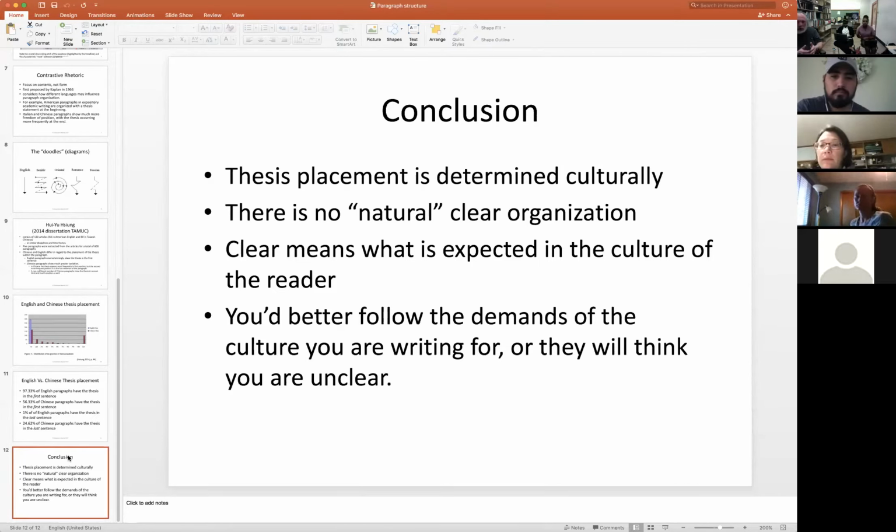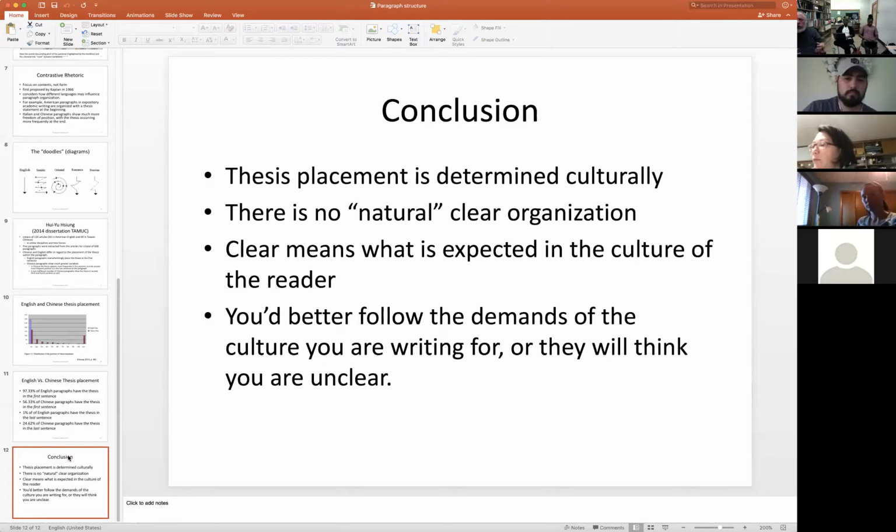Okay, just like the word for dog is arbitrary because it's chien in French and it's perro in Spanish, and there is no reason why it should be perro or chien or dog, right? Or cane, canem in Latin, right? So there is no reason for that. Just likewise, there is no reason, independent of culture, for the thesis to be in the first sentence, in the second, or the last. Okay?